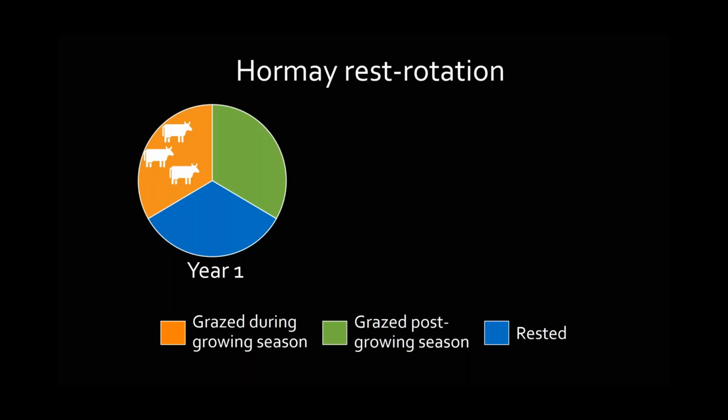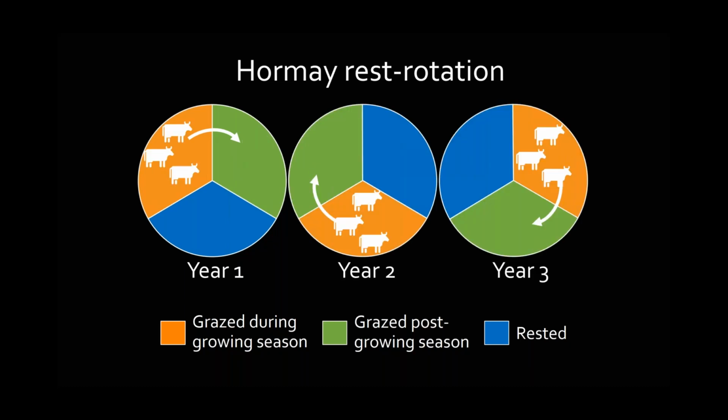In another set of visuals, a student used this movement and these different slides to portray what she meant by this rest rotation cycle and how the cattle are moving to different areas of land across time and the land's being used in different ways.